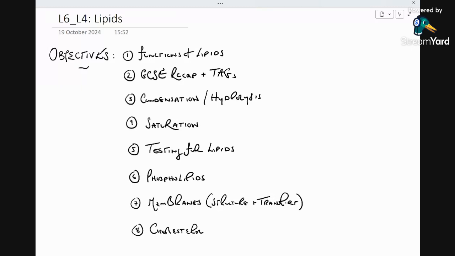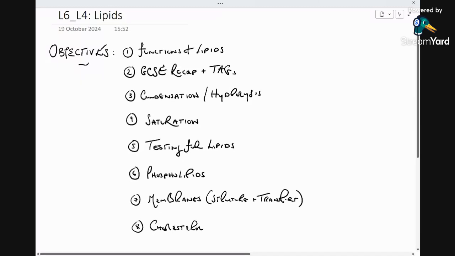This is the lesson on the biochemistry of lipids. These are the objectives. We're going to look at the functions of lipids, first of all, followed by a recap of your GCSE knowledge, hopefully, and how that links into the formation of tags, and I'll talk about those in a minute. We'll then look at the condensation reactions that happen to form the types of lipid that we're going to talk about.